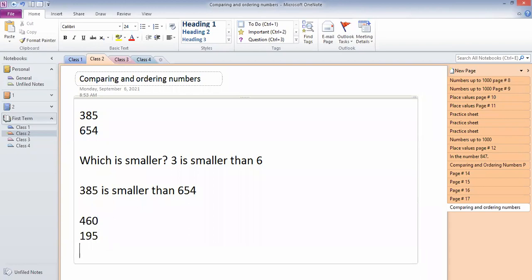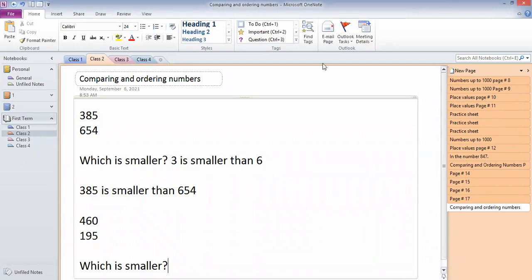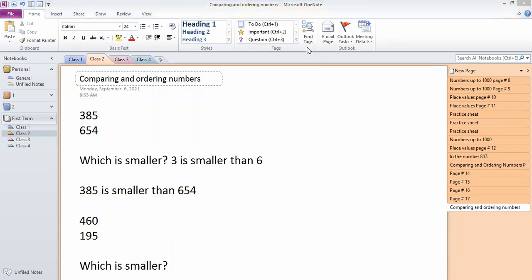460 and 195. Which is smaller? There are two values, guys. 460 and 195. Which is smaller? Yes, tell me which is the smaller one. 195. Students are saying 195.